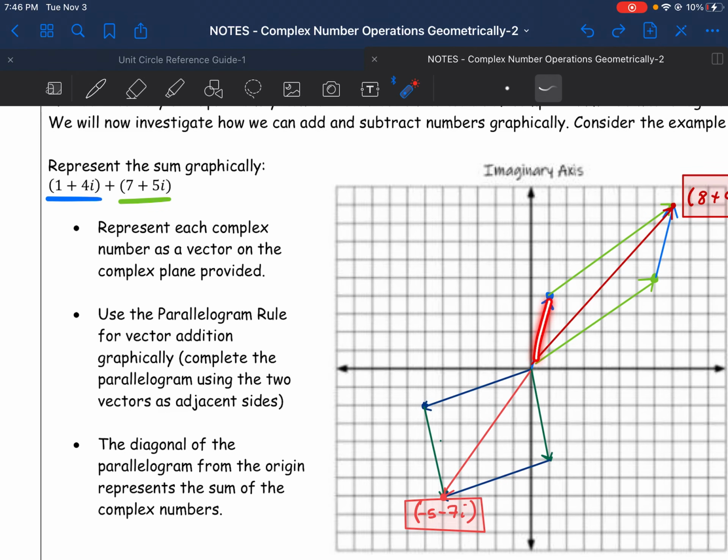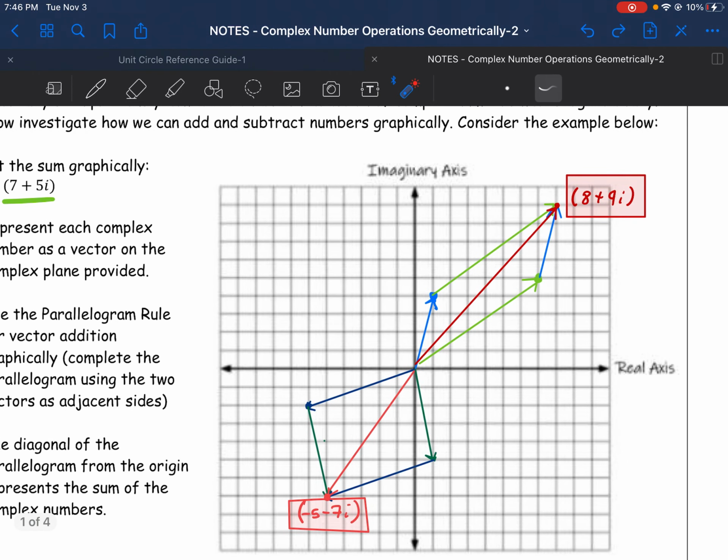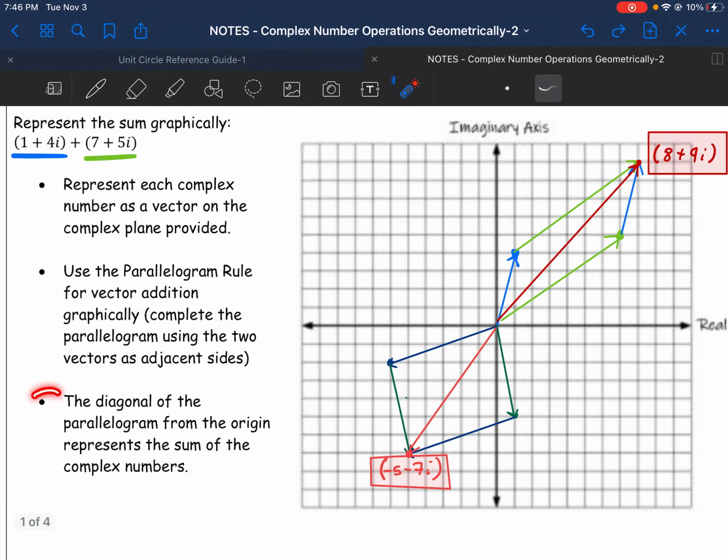So once we have these two vectors graphed, now we're going to use the parallelogram rule for vector addition. Remember, the parallelogram rule basically said if we have two vectors that share the same common endpoint, notice these two would share the same endpoint there at the origin, then we can create a parallelogram using those same two sides. And it turns out that the diagonal of that parallelogram represents the sum of these two complex numbers.